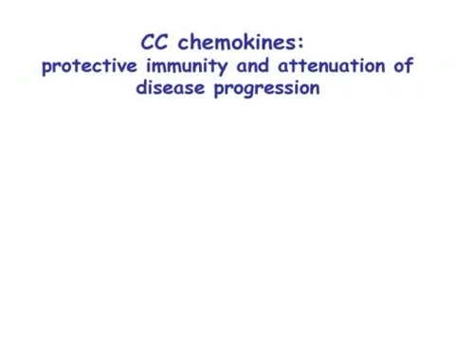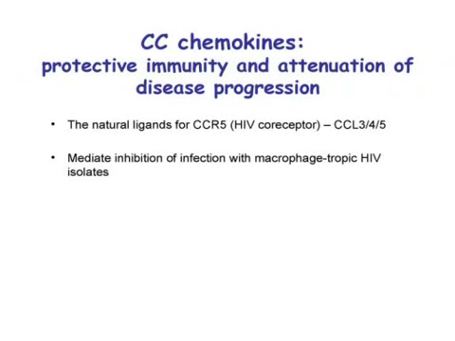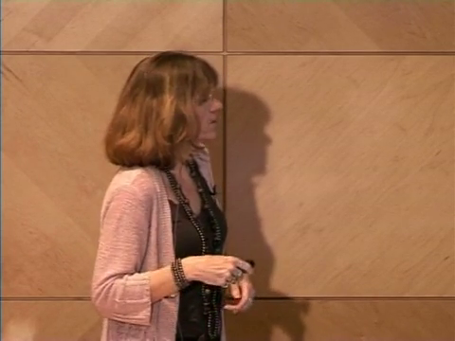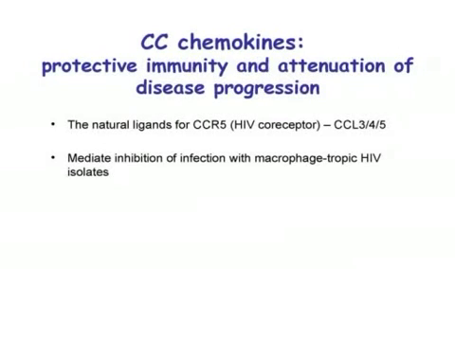Okay, so firstly, the chemokines. These are the natural ligands for the chemokine receptor CCR5, which we know is a major HIV co-receptor for CCR5 tropic HIV isolates. And the natural ligands are CCL3, 4, and 5. So this is the newer nomenclature. People may know them as MIP1 alpha, MIP1 beta, and RANTES. They all bind to CCR5, and they can all block HIV infection by CCR5-utilizing isolates.